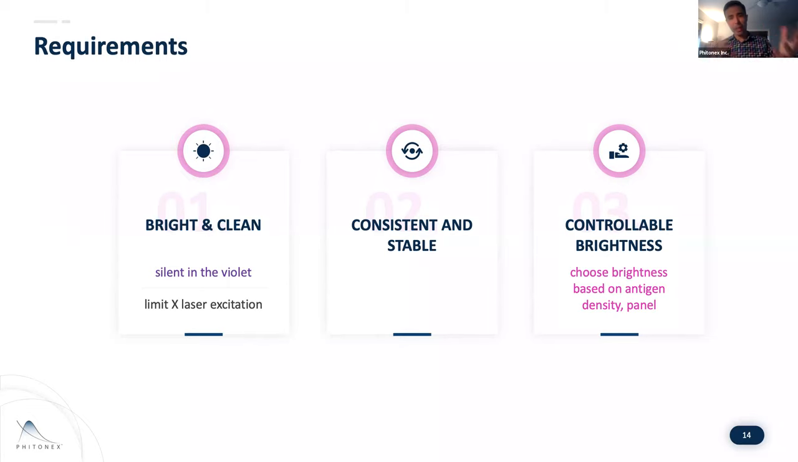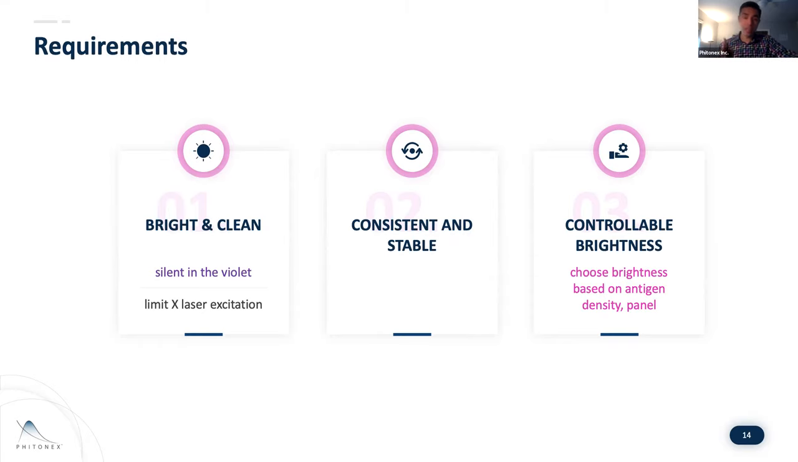The first one is pretty obvious to most of us. It's what we've been talking about for a good portion of the beginning of this, which is they would be bright and they would be clean, right? But notably, they'd be silent in the violet, right? They would not add any contribution to spread. And in fact, ideally, they wouldn't spread anywhere else.